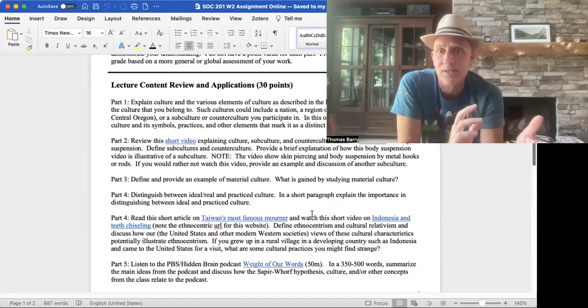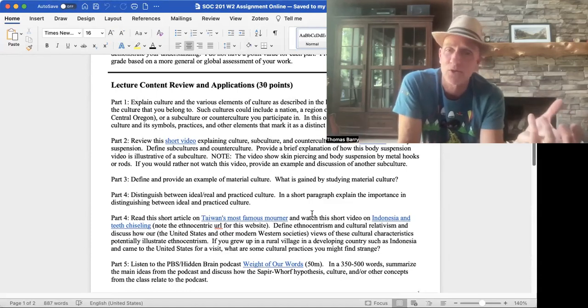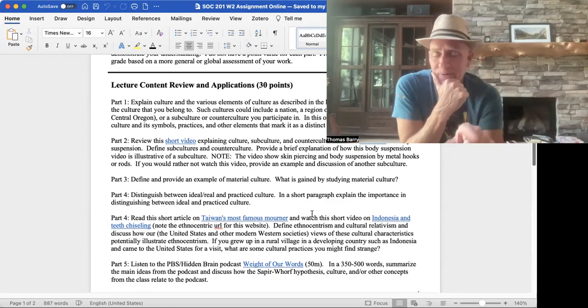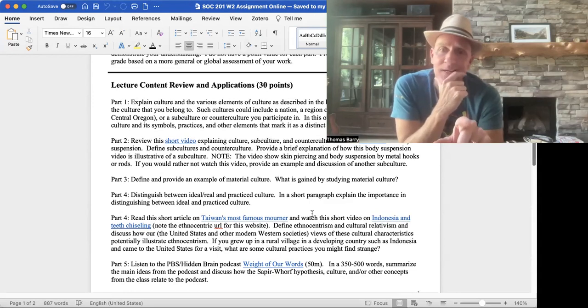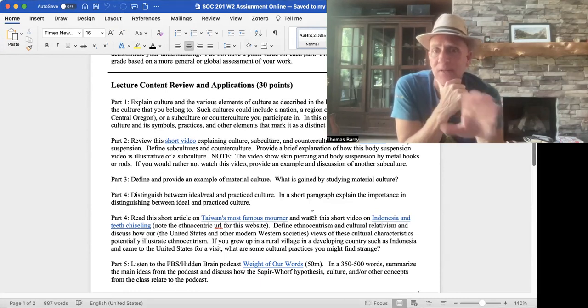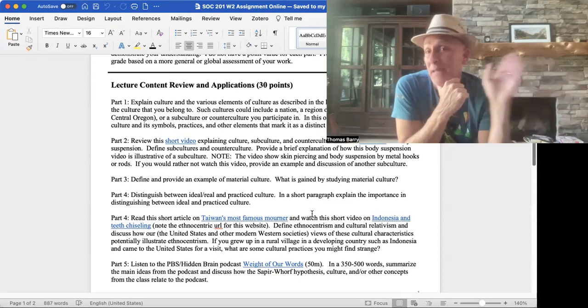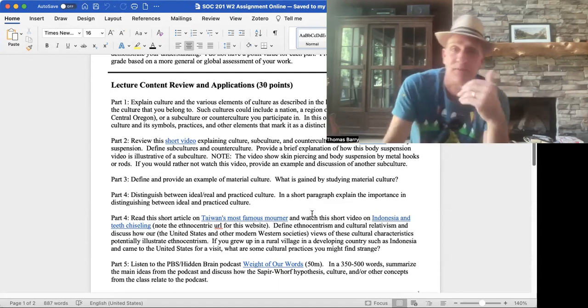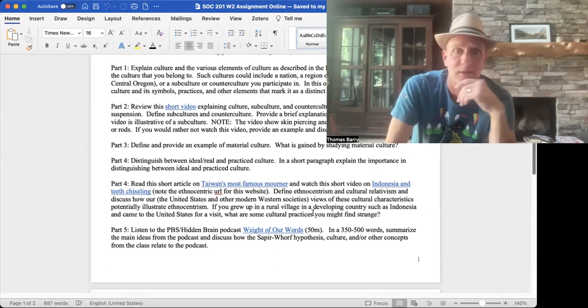Part number 5 is looking at ethnocentrism and cultural relativism. So define those terms. Read this short article. If that article is not available, I can't remember if it is or not. I didn't check right before this. I checked on everything else, but I didn't check on that one. If not, find some other example or just reflect on the video itself. And then look at if somebody from the outside were coming to the United States, what do you think people might find strange from an outsider perspective?